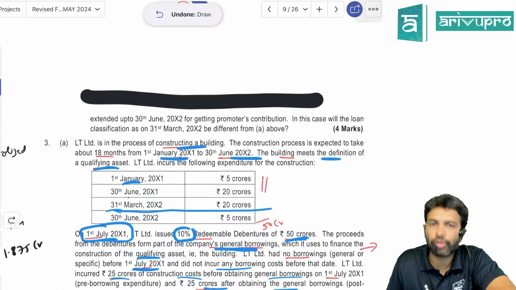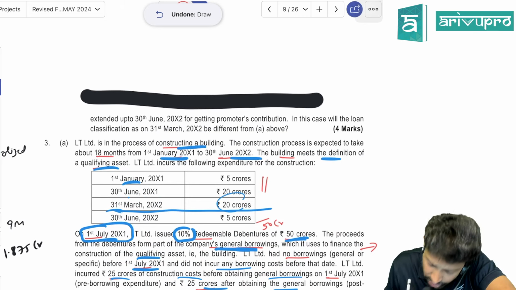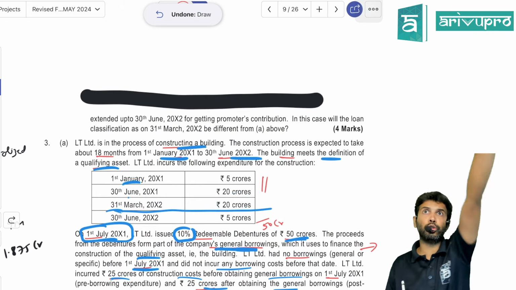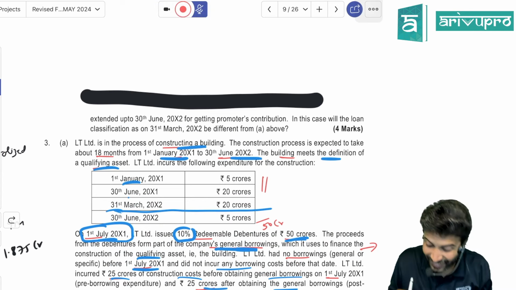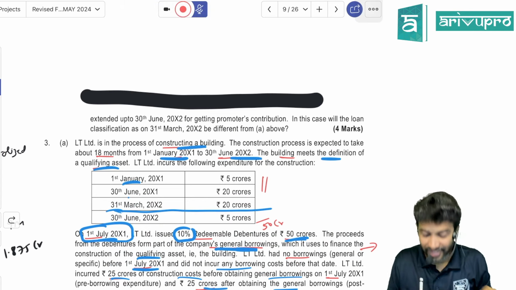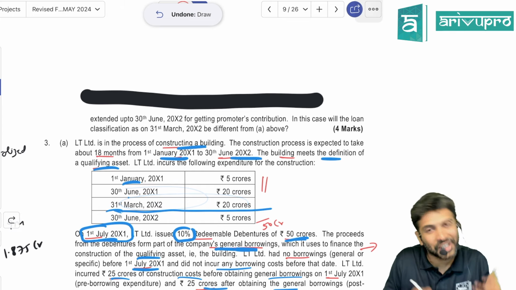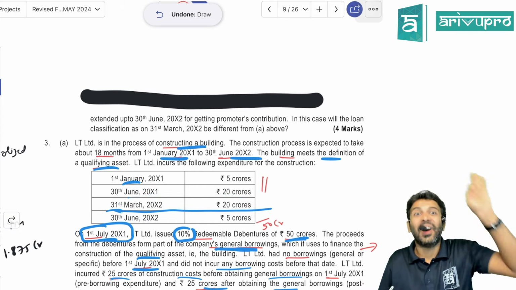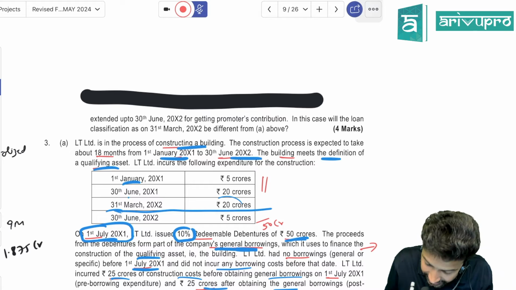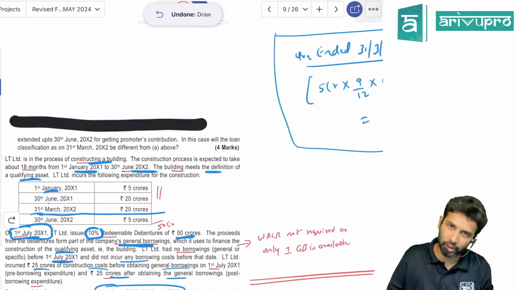Till 31st March 20x2, have you incurred one more expenditure? Yes, you have incurred 20 crore. So this 20 crore also, do 9 by 12? You should not do that, sir. Why, sir? We calculate time weights. Our current year is ending on 31st March 20x2, and you incurred this expenditure on 31st March 20x2 only. On the day our year is ending, on that very day, we have incurred 20 crores.